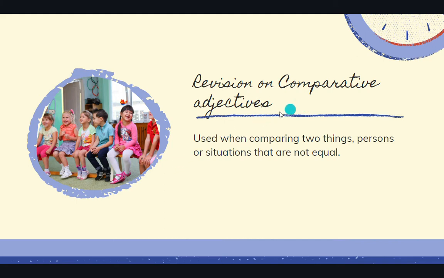While comparative adjective is used when comparing two things, person, or situation that are not equal. Manakala untuk comparative adjective adalah kata sifat yang digunakan untuk perbandingan dua benda, orang atau situasi yang tidak sama. Okay, let's get into the example for further understanding.